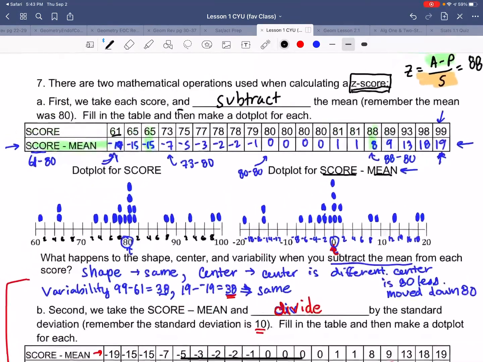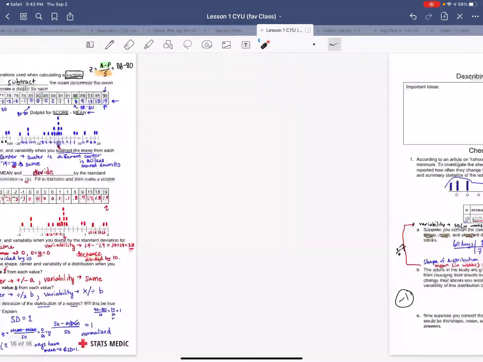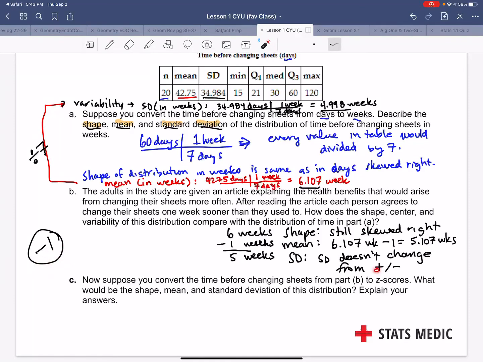So let's go back. When all I did was subtract, notice my range didn't change. When all I did was subtract, look at my variability, it stayed the same. It was 38 and 38. So we know in this instance that if all I'm doing is subtracting 1, then it won't change.